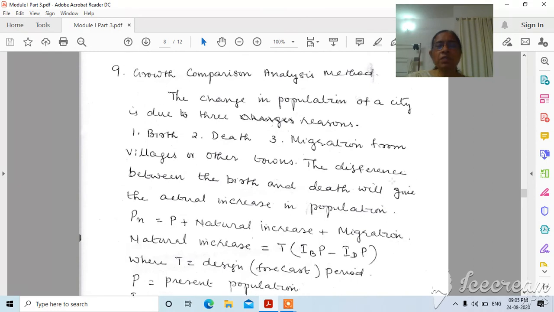The next one is the growth comparison analysis method. What is that? It is written, the change in population of a city is due to three reasons. So what are the three fundamental reasons why the population is increasing? One is the birth, second is the death, and third is the migration from villages to towns. So the difference between the birth and death will give the actual increase in population.